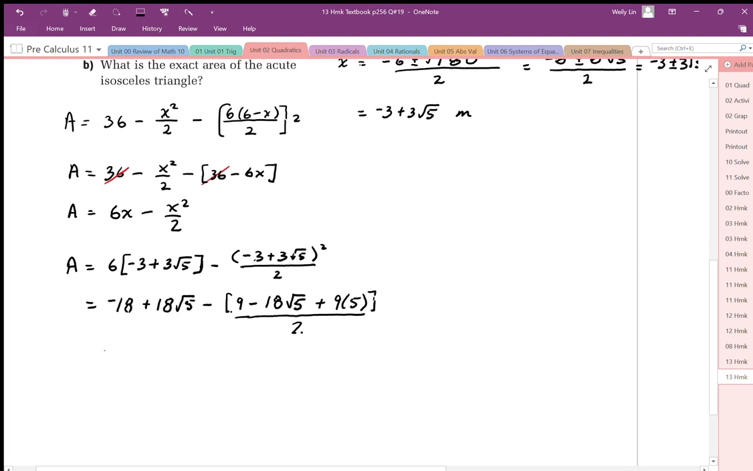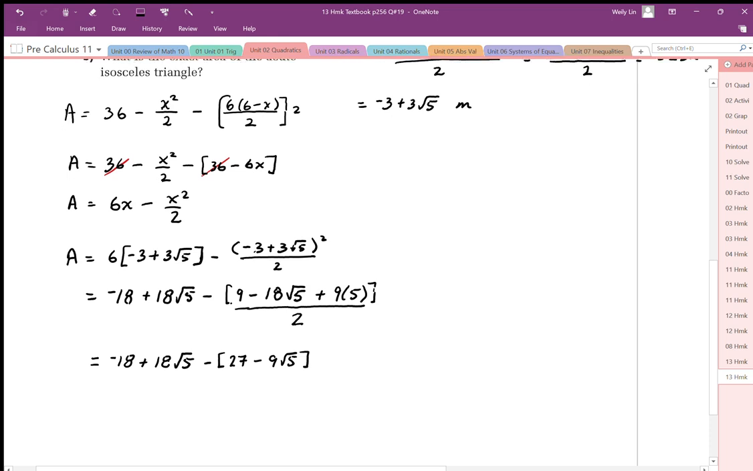Okay, so we're going to simplify that fraction out. So negative 18 plus 18 root 5 minus, so this ends up being 9 plus 45, which is 54. 54 divided by 2 gives us the 27. And 18 divided by 2 gives us 9 square root 5.